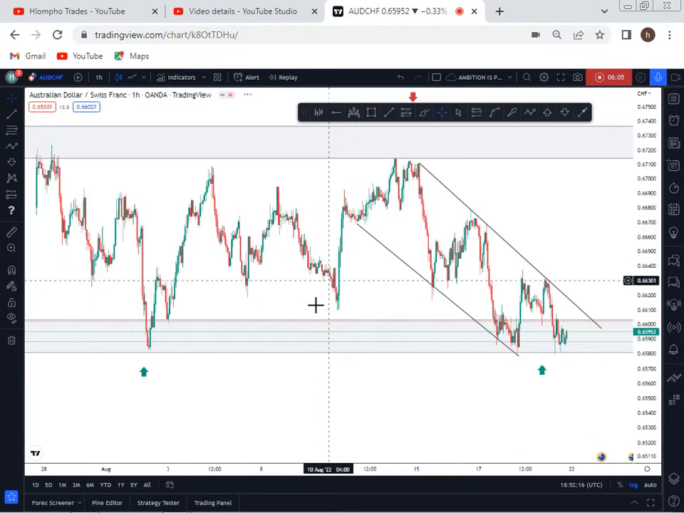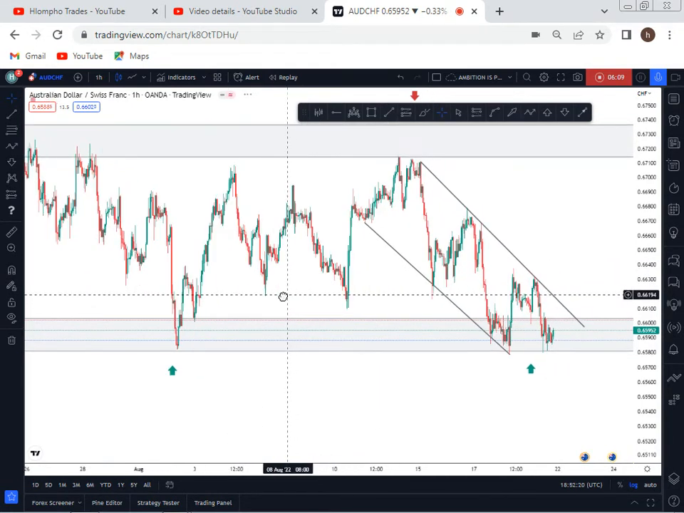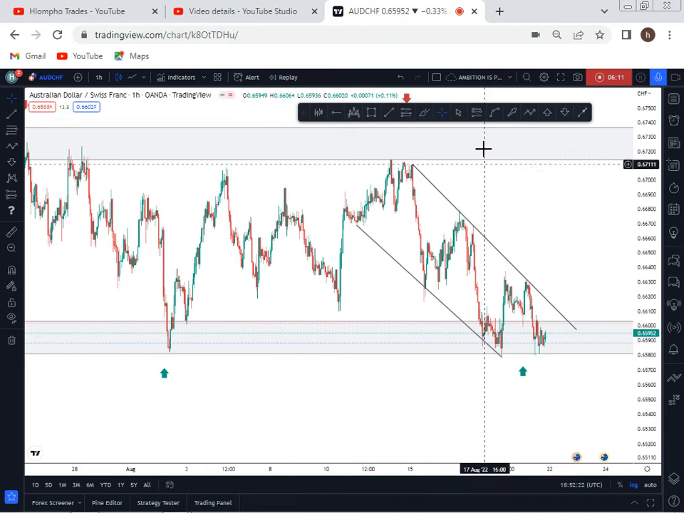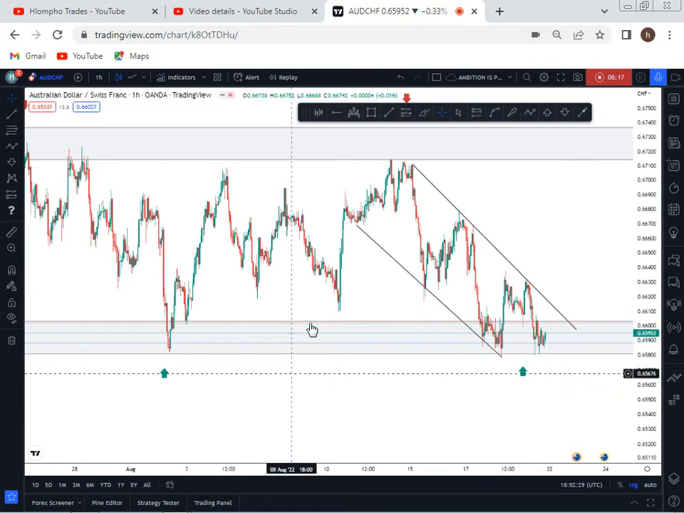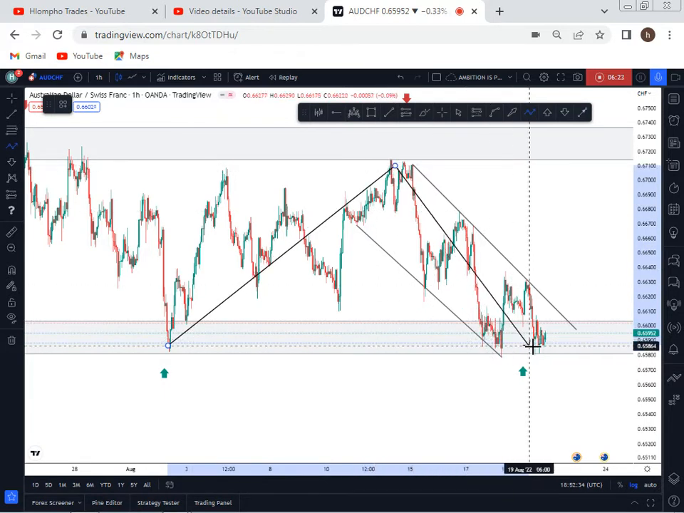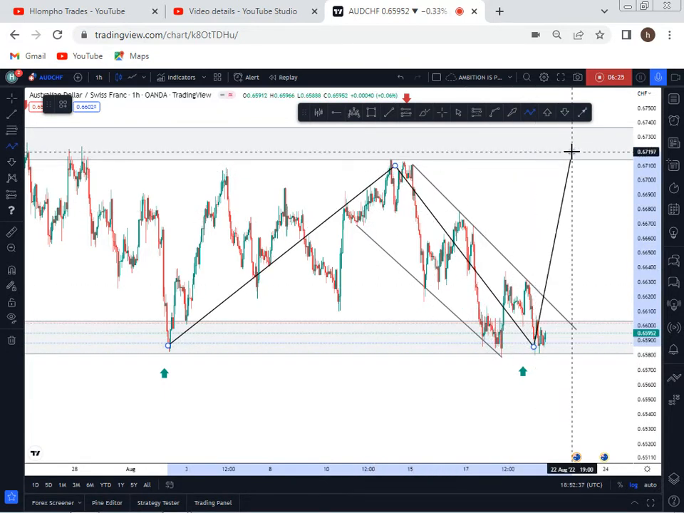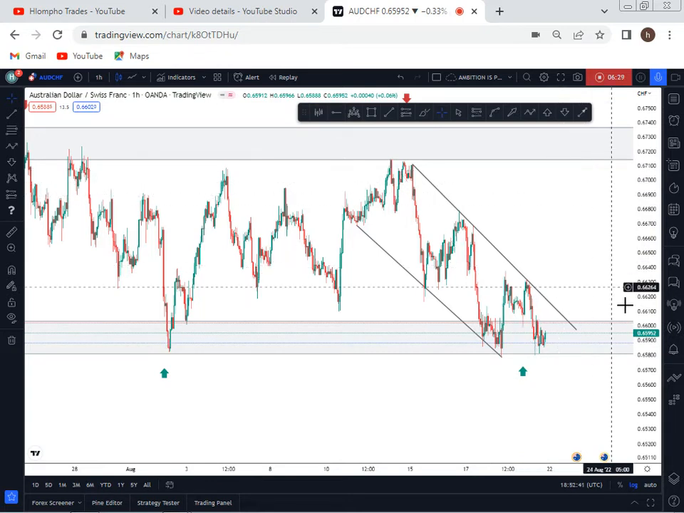This is how it is, guys, with AUD chef. As you can see now, we're having a clear correction, guys. This was an impulse, then this one is a correction. Now waiting for what? For an impulse move to the upside, guys. This is what we're waiting for.